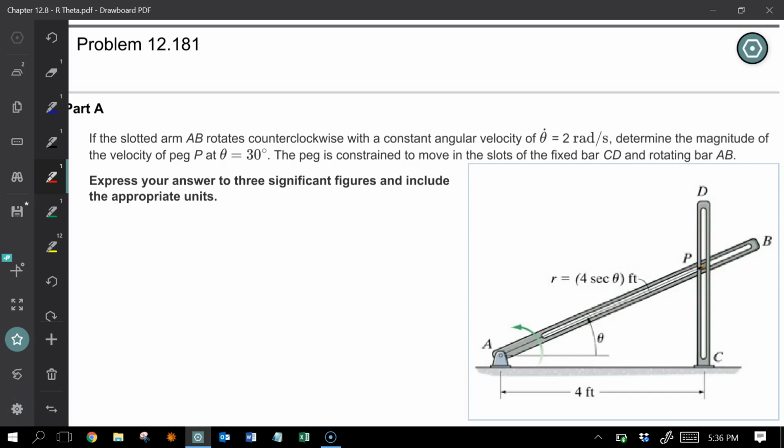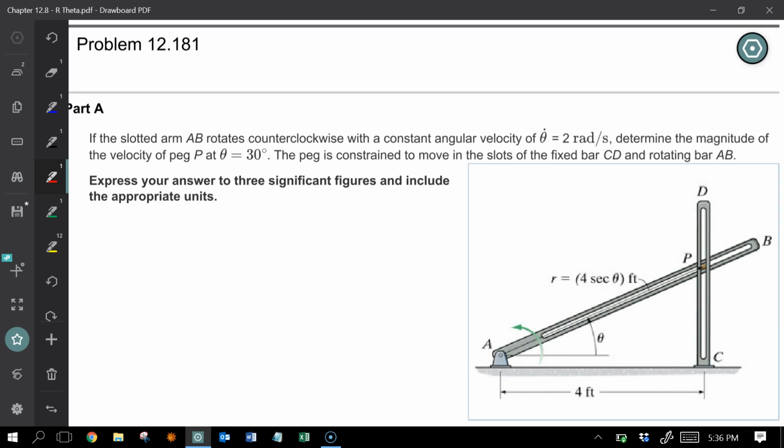Okay, this is an interesting problem. It looks just like the others. The author intends for you to use r and theta for this, but let's go through, first of all, and determine if I can do this problem.